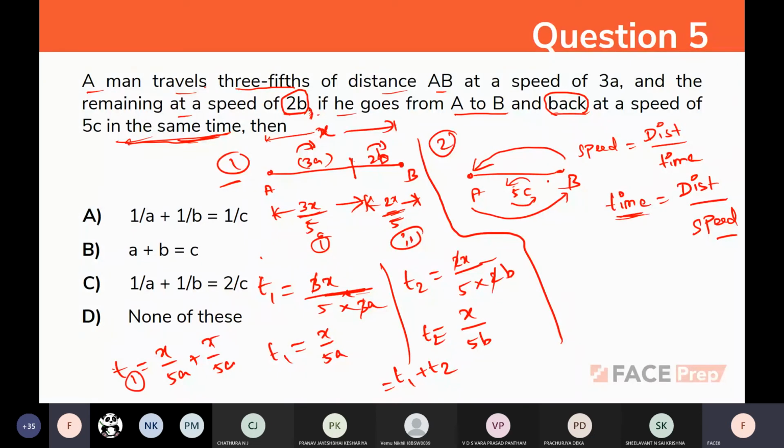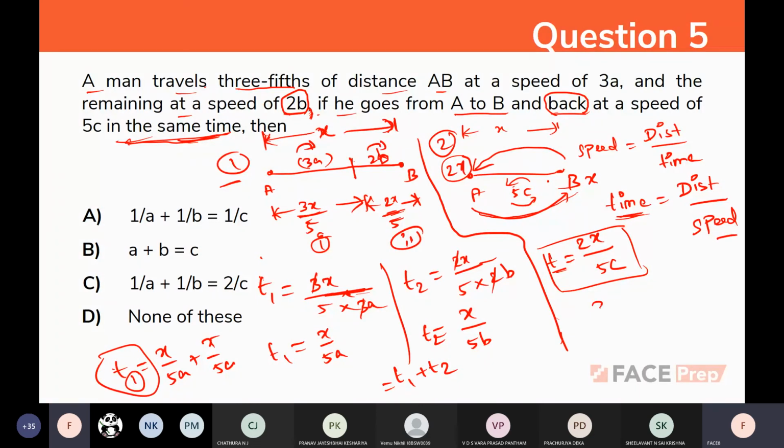Okay, so for case 2, similarly, the distance between A to B. If A to B is x, then B to A will be another x. So he is going A to B covered x distance, and B to A he covered another x distance. So total distance for this transportation will be 2x. So we can have 2x in the numerator, and denominator speed is 5c. So we got the equation for the second case. For both the cases, time is constant. So now we can equate them.